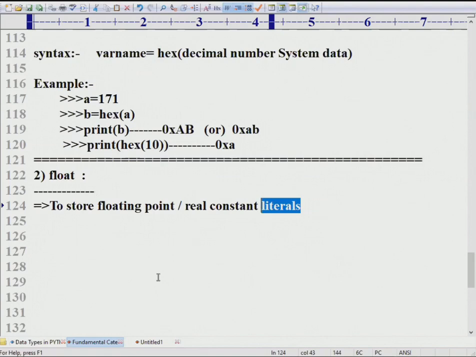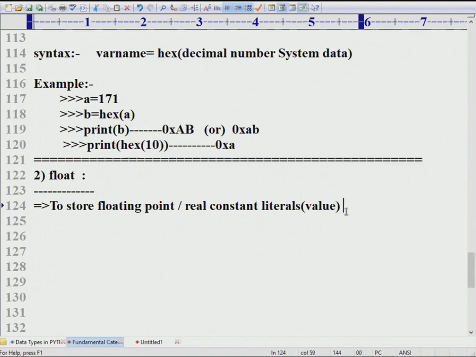Suppose 10. 10 is called what? Integral literal, int literal. 10.25 is what? Floating point literal. True is what? Boolean literal. Are you getting my point? So literal is nothing but a value. Using this data type we can store such values.